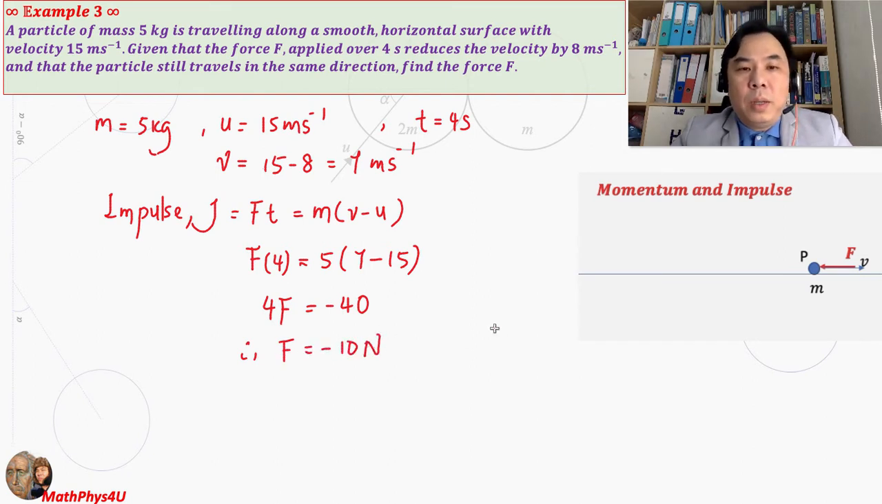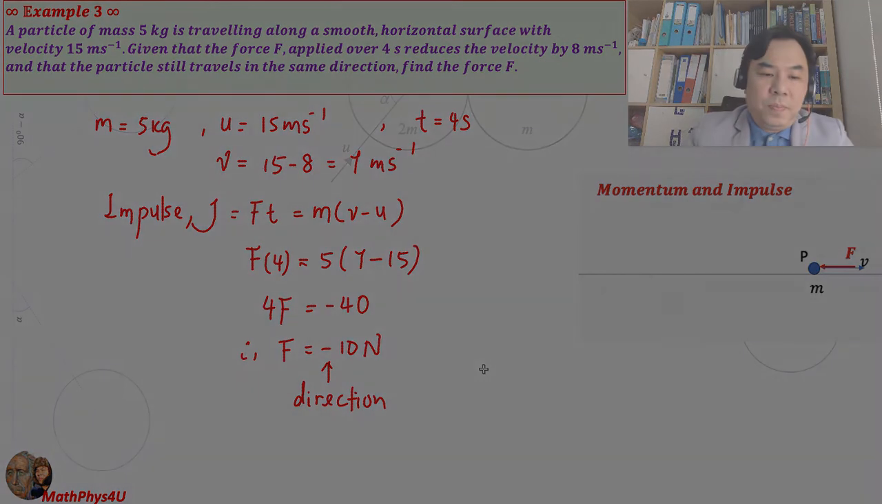Therefore, we find out that the external force that is acting on the particle must be acting in the opposite direction, because this negative sign here shows the direction of where the force is acting on the object. It has a magnitude of 10 Newton here. All right, now I hope that is clear. Stay tuned for the next section.